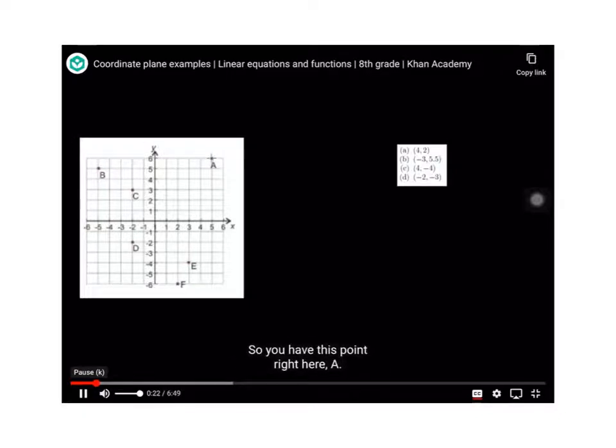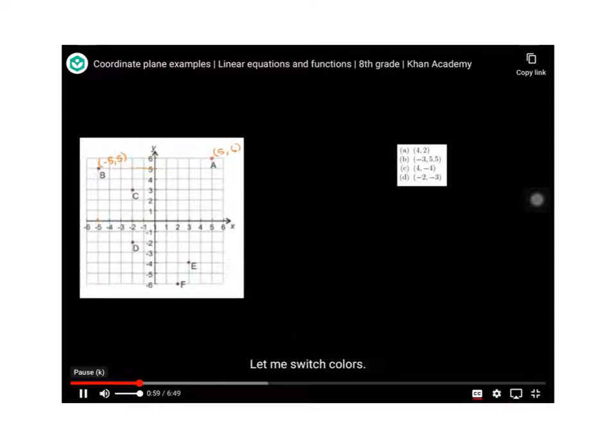So you have this point right here, A. Its x-coordinate, you can see it right there. You just drop down. Where does it intersect the x-axis? X is equal to 5. So it's the point 5, comma, and y is going to be equal to 6. 5, comma, 6. Now this point B here, what's the x-coordinate? It is 5 to the left of the y-axis. This is negative 5. The x-coordinate is negative 5. The y-coordinate is, if you just go straight to the right, you're going to hit y is equal to 5.